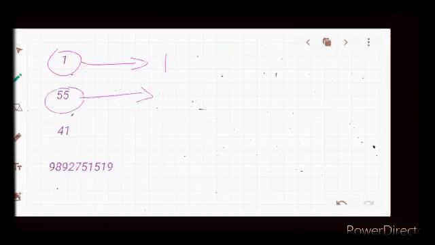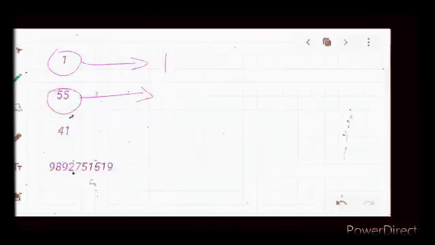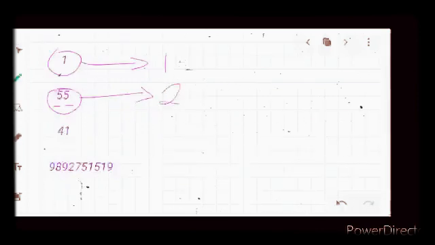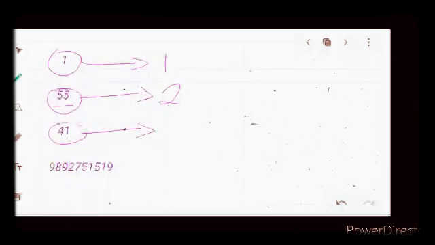Next we have 55. Here we have two digits, 5 and 5, and both are non-zero, so we have two significant figures. Again, in 41, 4 and 1 are not zero, so both of them will be significant, so there will be two significant figures.